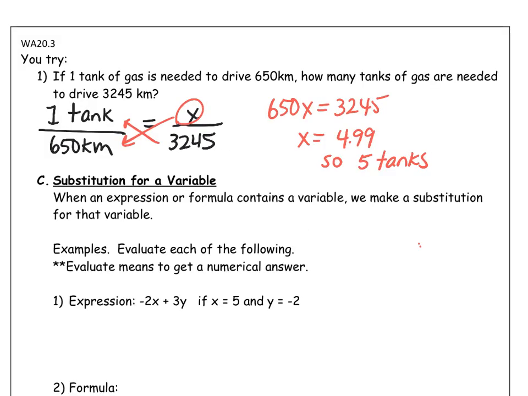Okay, so it tells me in the question that 1 tank of gas will get me 650. How many tanks of gas will get me 3245 kilometers? So the cross multiply, giving me 650x equals 3245. Divide by 650, I get 4.99, so 5 tanks of gas.